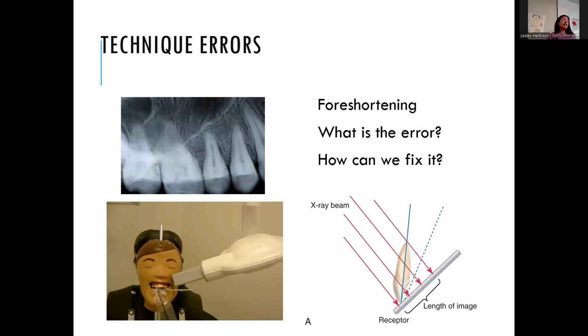It's also really neat to draw this out. If you draw the long axis of the tooth and the sensor, and then make very steep parallel lines, and measure the length from here to here, it will be shorter than the length from here to here. You can draw that out with a ruler and it will just be shorter. So you're squishing down the image of the tooth for foreshortening.